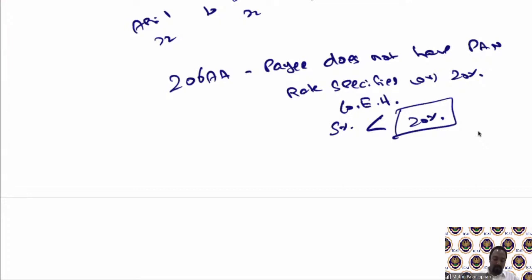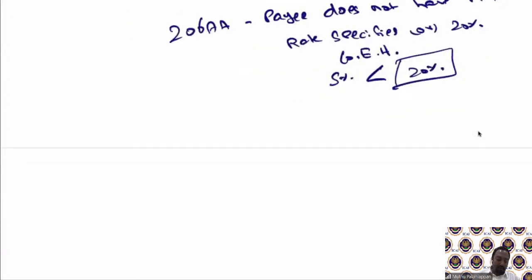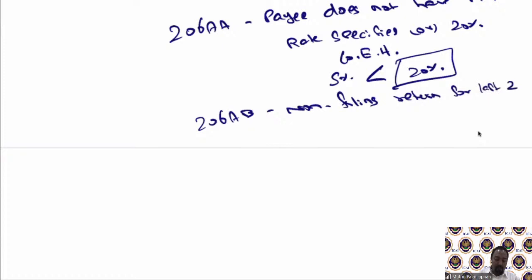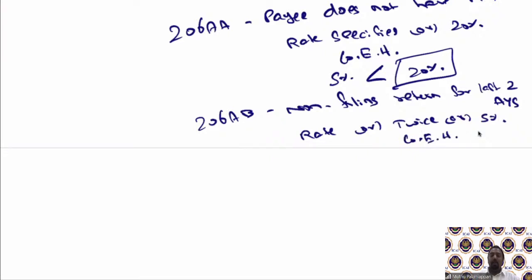But now the provision says, similarly, 206AB, AB is non-filing of return for the last 2 assessment years. If you have not filed for the last 2 assessment years, the rate is twice the rate or 5%, whichever is higher. So what is the rate here? 5. What will be twice the rate? It will be 10, and this will be 5. Which is higher? The higher will be this 10%, right? So now the applicable rate will be 10%. This is what the provision says.